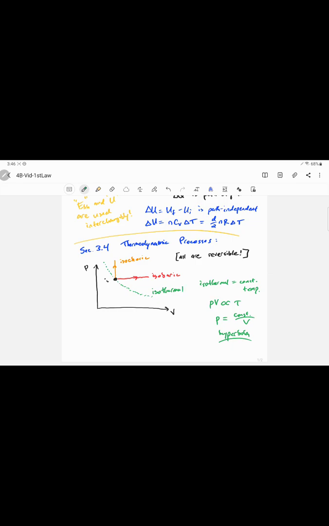And I want to point out, this is important: internal energy is a function of temperature alone. Taking a look at this equation up here, delta U is proportional to delta T. If temperature is constant, delta T is 0, and that means delta U is 0. So isothermal also means that U is constant as well.